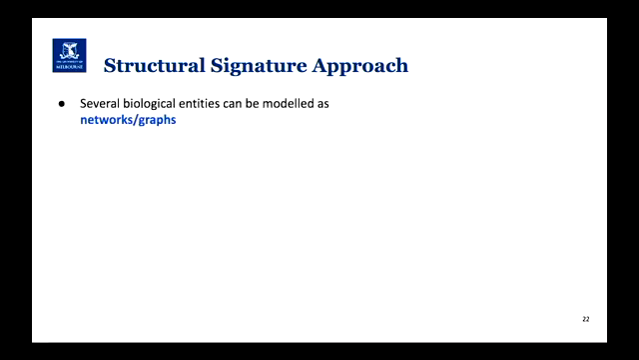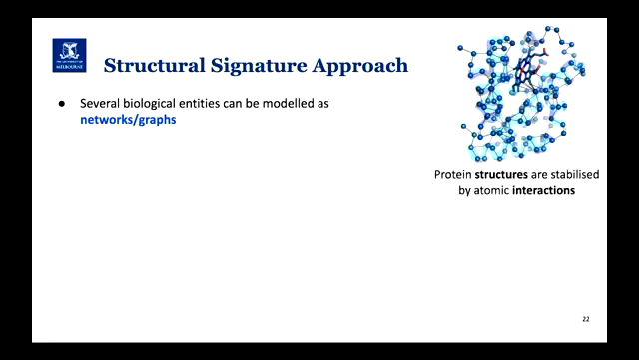Basically, we understand that several biological entities can be modeled as networks and graphs. Graphs are a very intuitive way, for instance, to model protein structures, mainly because protein structures are a polymer of amino acids that acquire a 3D structure due to atomic interaction. So it's very intuitive to model proteins as interaction networks between amino acids: amino acids as nodes, interactions as edges.